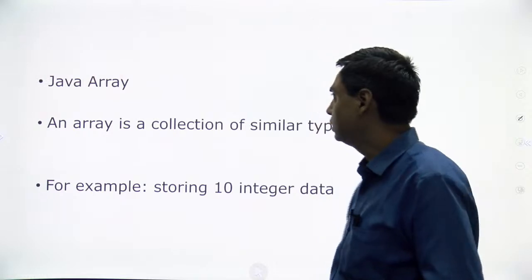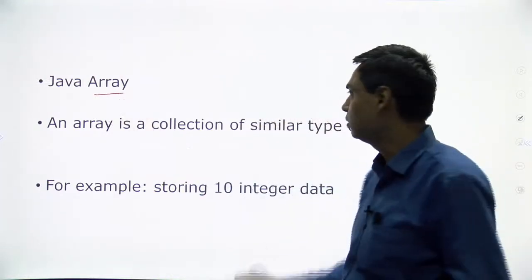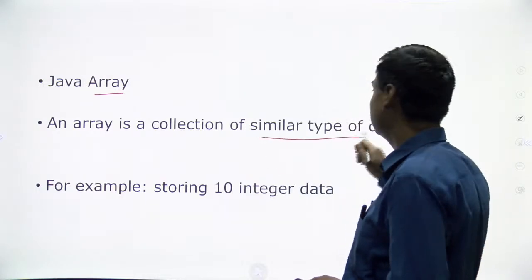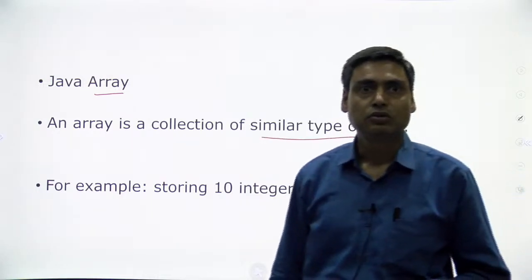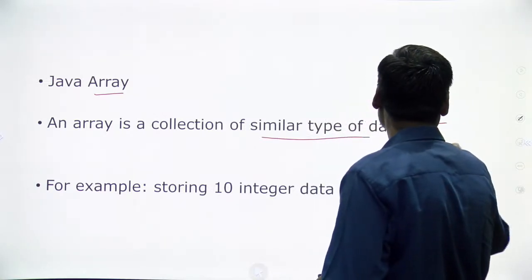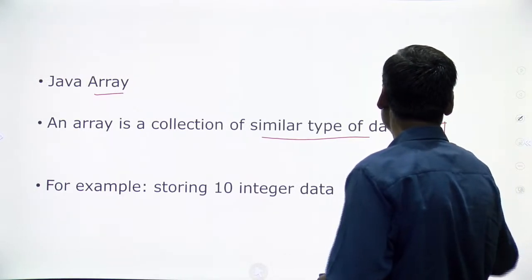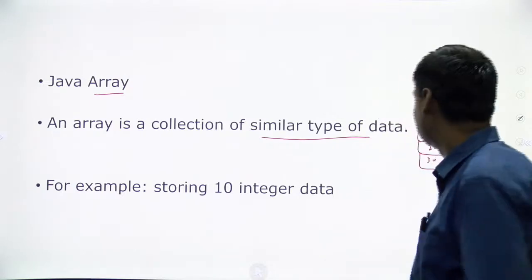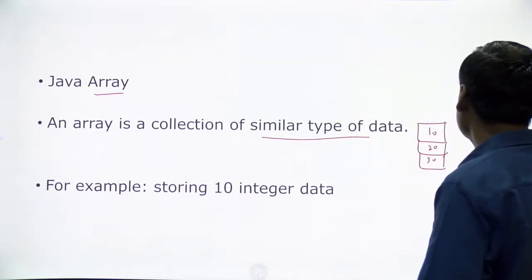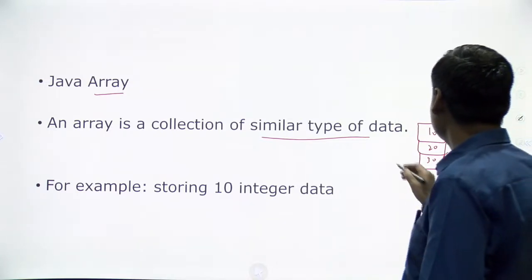Now first of all, what is the Java array? Java array is basically a collection of similar type of data. So for example, you have 10 integers: 10, 20, 30. It is a collection of 3 integers, so we can call it an array.